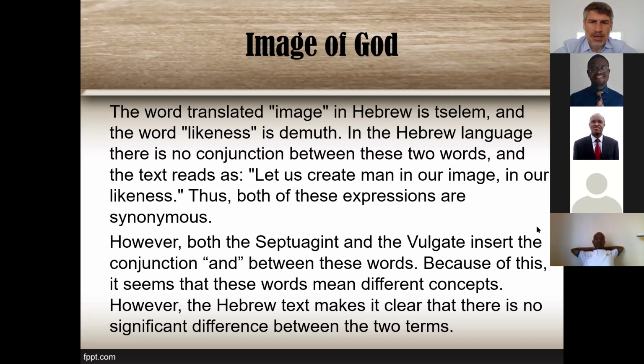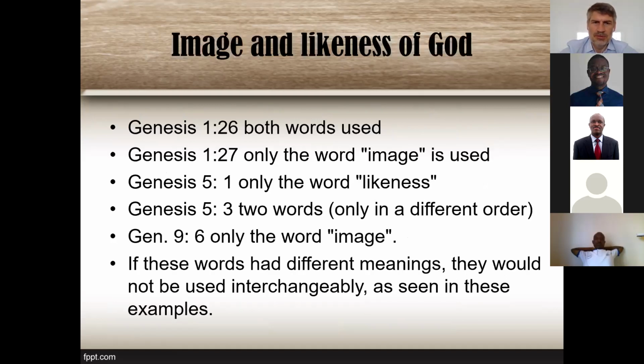In the Septuagint and Vulgate, there is a conjunction "and" between these words. And because of this, it seems that these words mean different concepts. However, the Hebrew text makes it clear that there is no significant difference between the two terms. So we can say that image and likeness are actually the same. It is a kind of poetic language, like parallelism, when the same issue is described with different terms. So how can we know that image and likeness are the same?